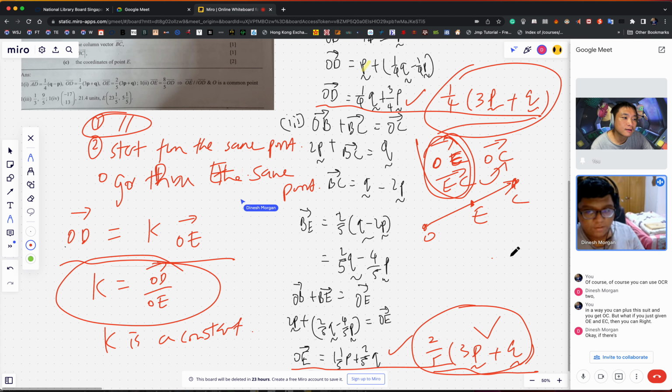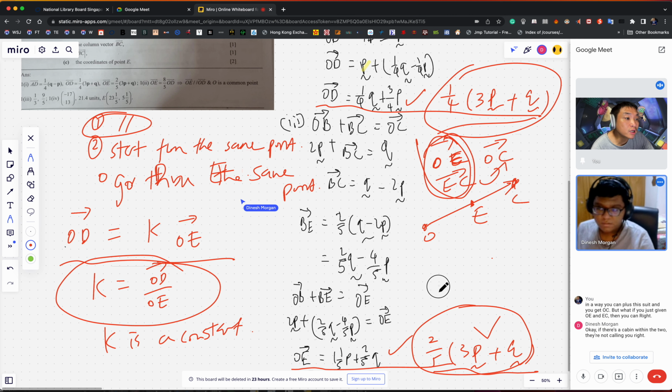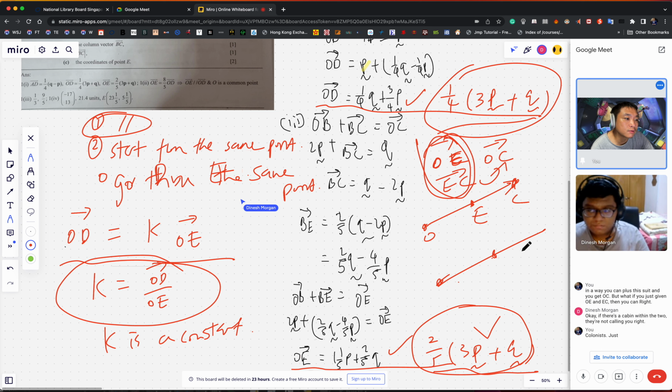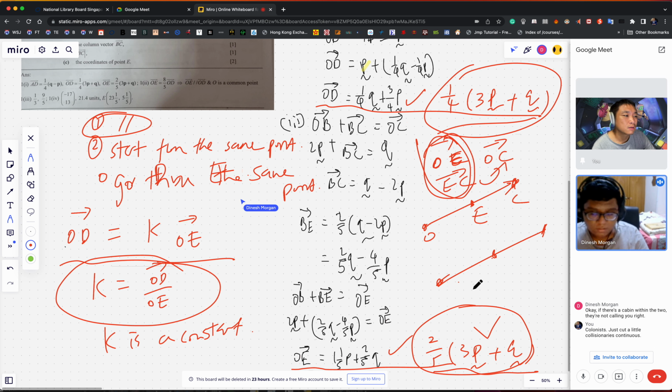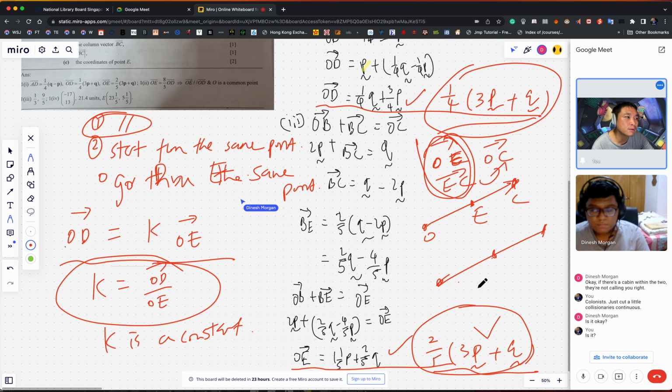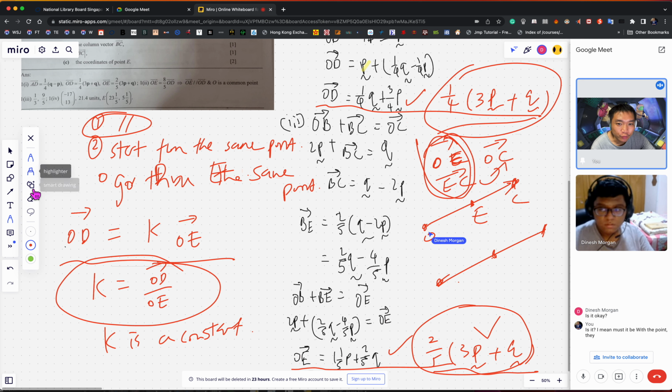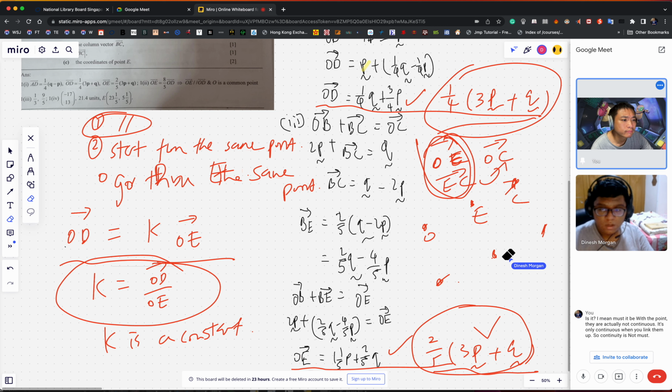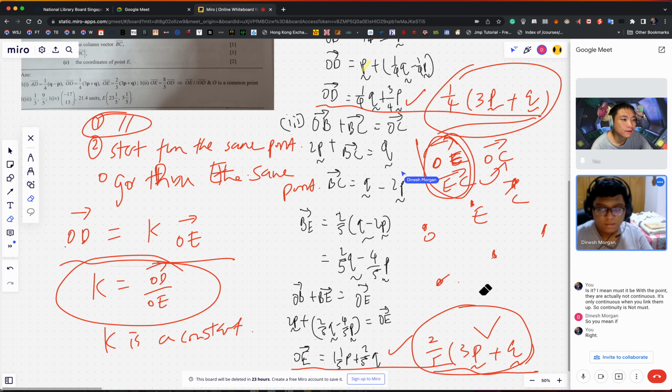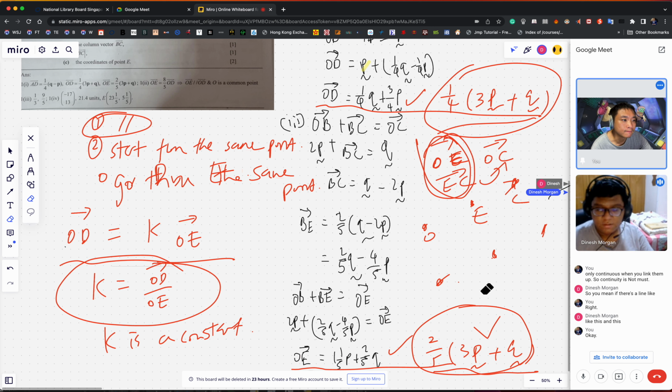If there's a gap in between the two, they're not collinear. Collinearity is continuous. Is it? Must it be? Wait, the points are actually not continuous. It's only continuous when you link them up. So continuity is not a must. So you mean if there's a line like this, they're collinear. Hold on.